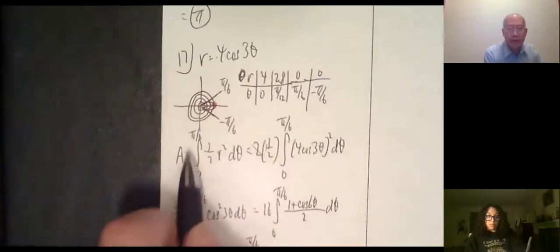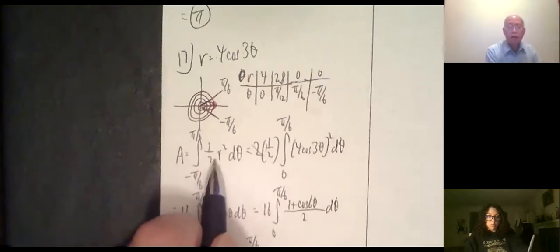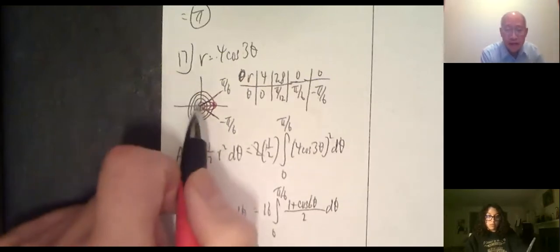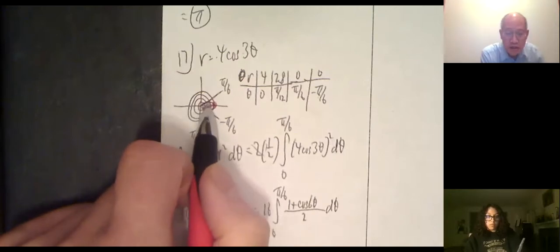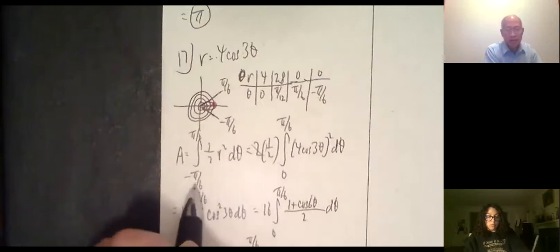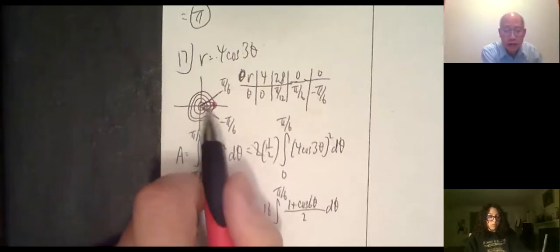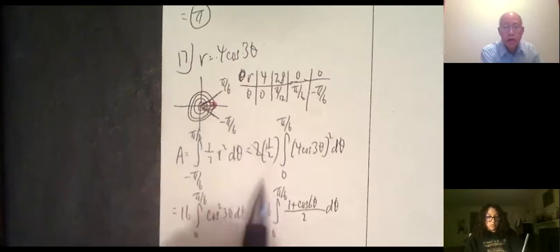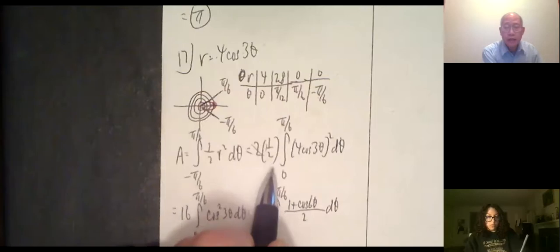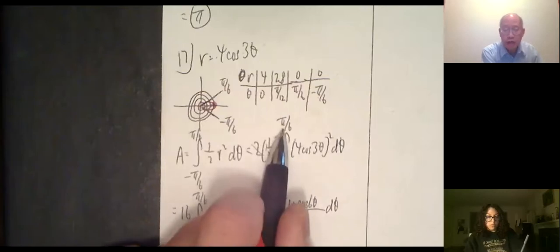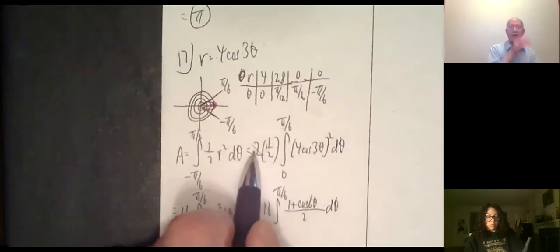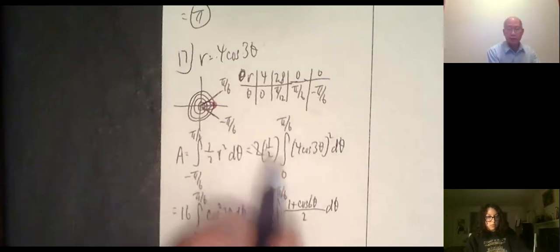So integral from negative pi over 6 to pi over 6, 1/2 r squared d theta. Now, you can also tell there's symmetry here, right? Because of the symmetry, I don't want to plug in negative pi over 6 to pi over 6. I would much rather plug in 0. I like plugging in 0. So take the integral from 0 to pi over 6 and multiply by 2. Very conveniently, that 2 will cancel the half, so it's gone.